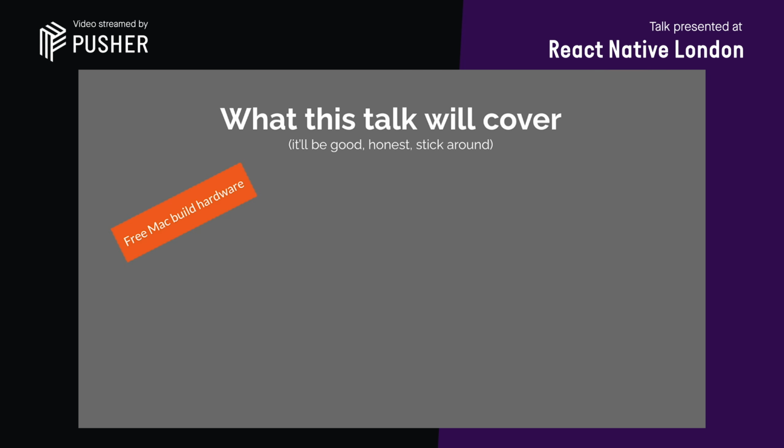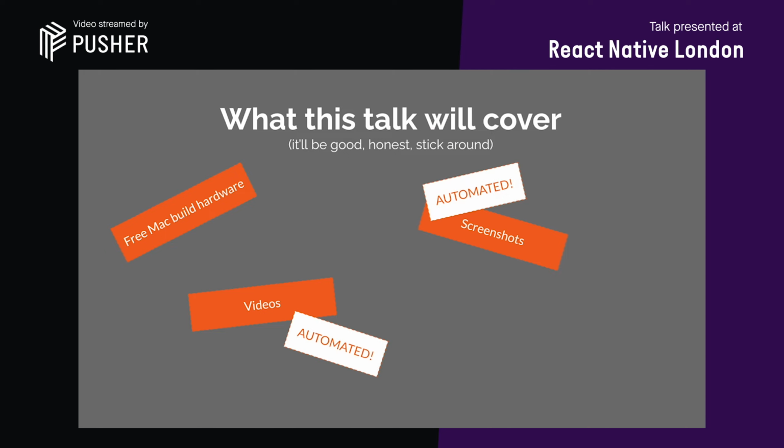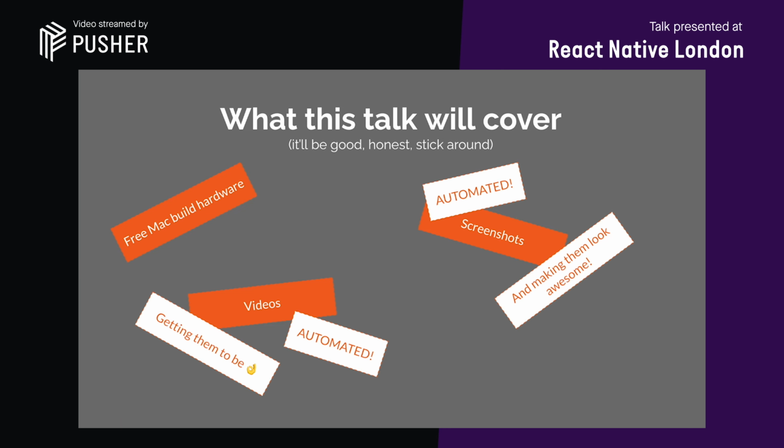I'm going to talk a little about getting your hands on Mac build hardware without breaking the bank, and a lot about the stuff you need to generate and upload along with an app, and how you can do that in an automated way to help you deliver your code and changes to your users visibly and quickly while keeping it looking great. And it'll mostly be automated, but more on that later.